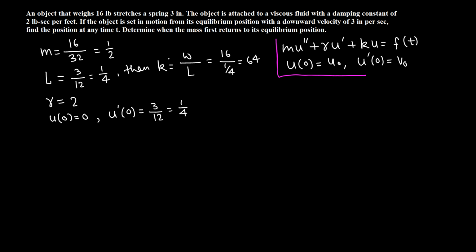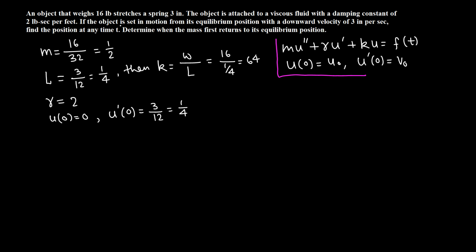From this we can always find the spring constant k. k is weight over stretched length. Weight is 16 pounds. Our weight is the same as mg, mass times acceleration due to gravity. In any case, that's 16 divided by the stretched length, 1/4, which gives us 64. And read the question further. The object is attached to a viscous fluid with a damping constant of 2 pounds per second per foot. So 2 is the damping constant, it's given here.